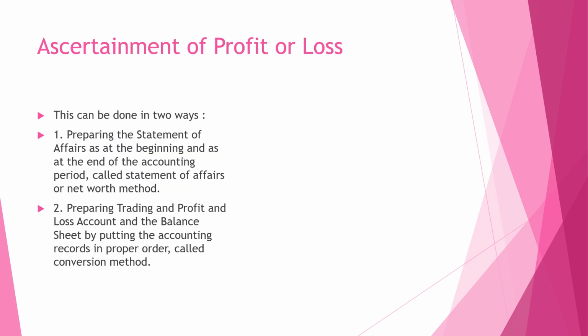So how can we find out the profit? There are two ways. First, preparation of statement of affairs at the end or at the beginning. The difference is called the net worth method, or net profit or loss. The difference of closing capital minus opening capital gives the result of profit. The other method is the conversion method, preparing trading and profit and loss account and the balance sheet by putting the accounting records in proper order. This is the conversion of the incomplete system into double entry system.